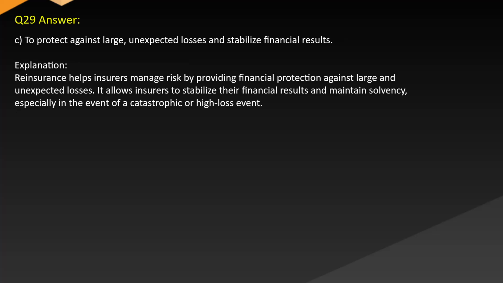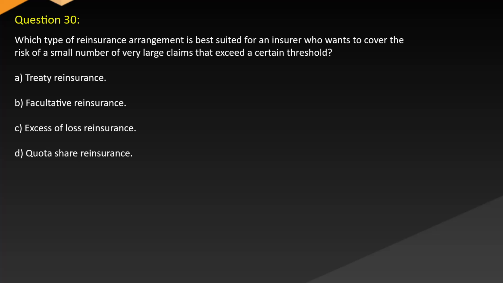Answer C. To protect against large unexpected losses and stabilize financial results. Explanation: reinsurance helps insurers manage risk by providing financial protection against large and unexpected losses. It allows insurers to stabilize their financial results and maintain solvency, especially in the event of a catastrophic or high loss event.